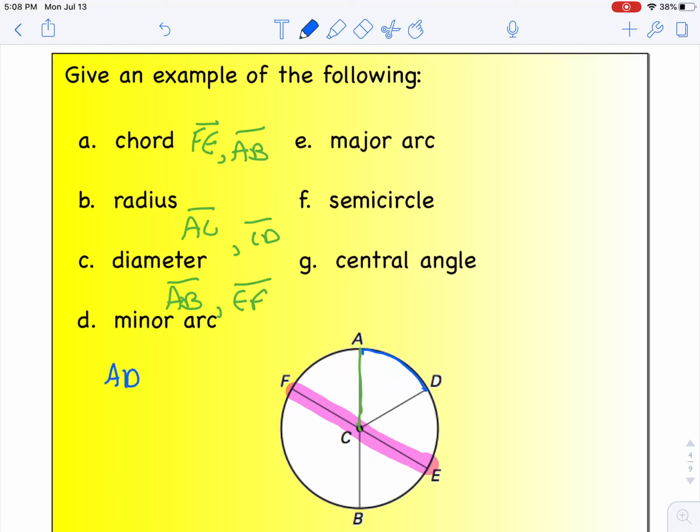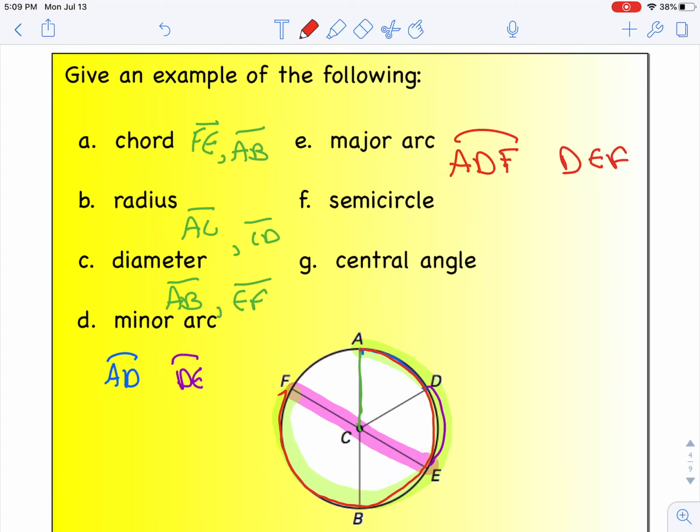So what would be a minor arc? Well, there's several of them. Here is a minor arc, so we would call that AD, that's a minor arc. Or you could have DE. And so we name it with those 2 letters because they are minor arcs. A major arc would be greater than that. So if we look at this arc from A all the way around to F, that is a major arc. So we could name that major arc ADF. So that is the arc that's going all the way. Okay, there's several of them in here, but that would be one example. Another example would be arc DEF.